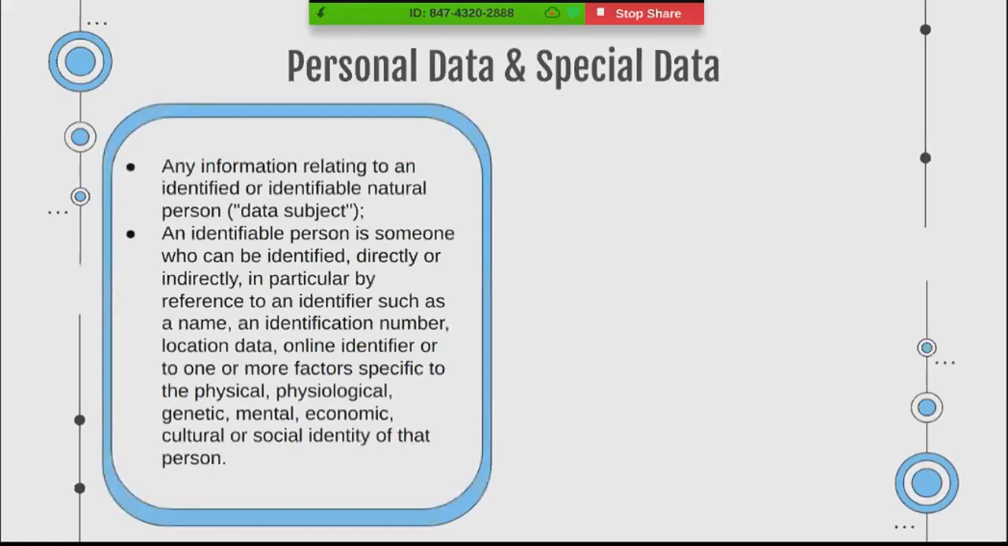So personal data is any information relating to an identified or identifiable natural person, known as a data subject. And an identifiable person is someone who can be identified directly or indirectly, in particular by reference to an identifier, such as a name, an identification number, location data, online identifier, or one or more factors specific to their physical, physiological, genetic, mental, economic, cultural, or social identity of that person.